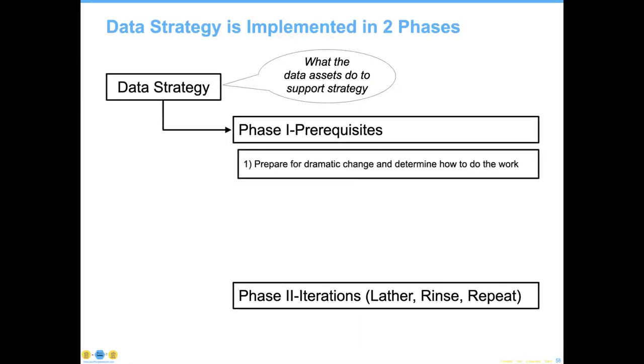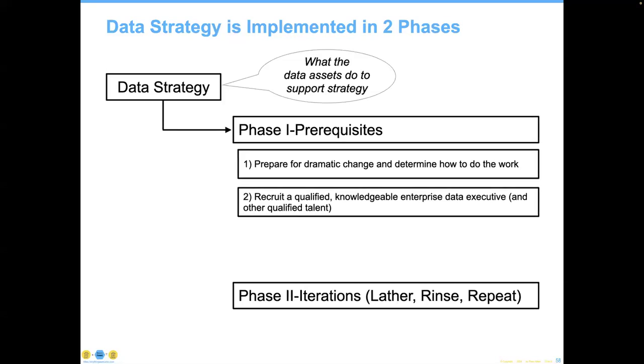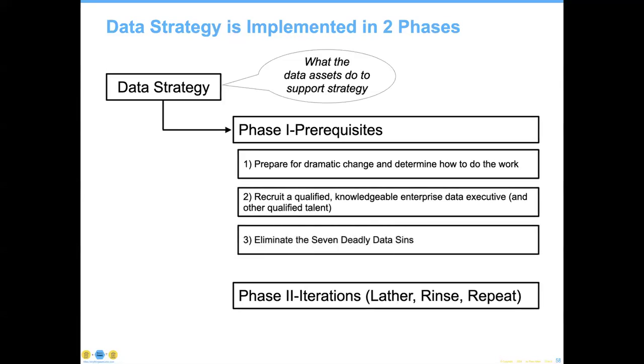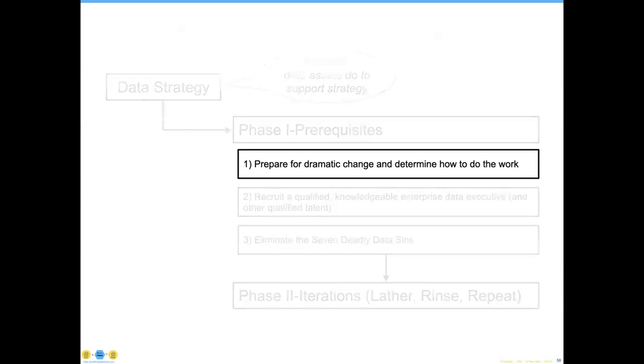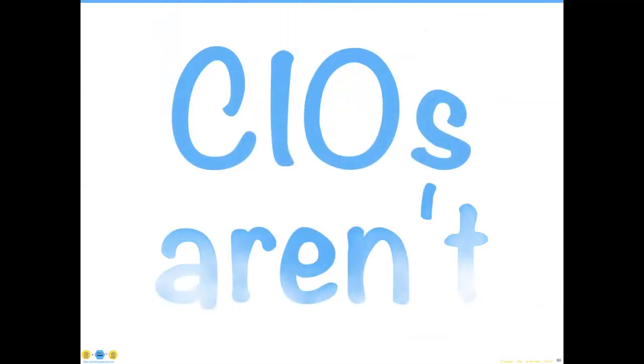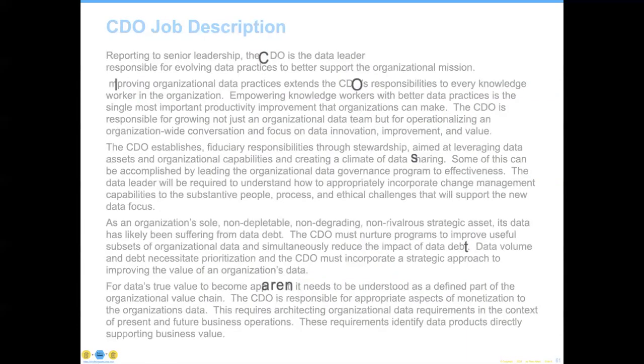And there are some prerequisites, as I mentioned before. There's prepare for dramatic change and determine how the work is going to be done, recruit a qualified, knowledgeable enterprise data executive staff and other talent, and then eliminate the 7 deadly data sins. We'll take them in order, of course. Dramatic change. Why is this? Well, my first book on the subject was going to be called CIOs Aren't. Not a very nice thing to describe.